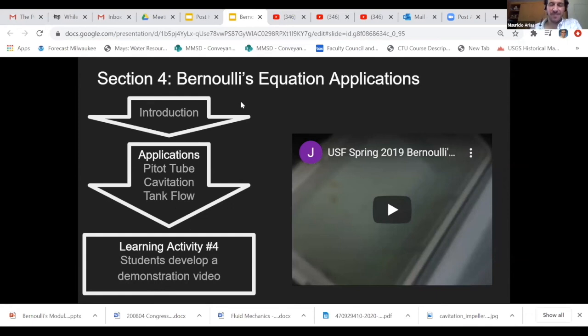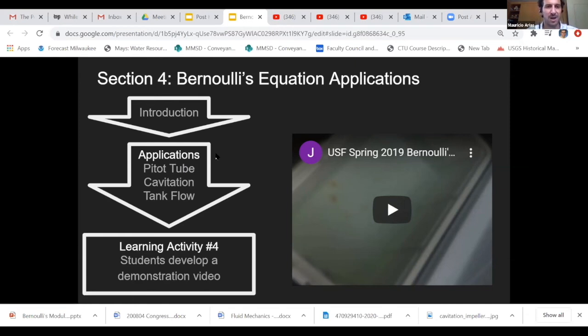Okay, so at this point in the module, the students are experts on the Bernoulli's equations. They probably can repeat it out loud in their dreams. So what we do at this point in this final section is present some applications of the Bernoulli's equation, right? And there are many of these applications. We focus on three kind of textbook cases.